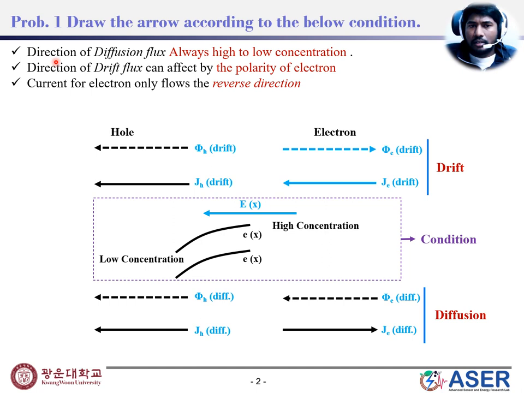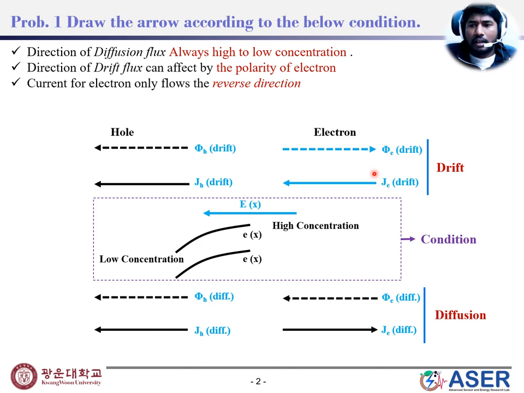The direction of diffusion flux is always from high concentration to low concentration. So for diffusion flux, high concentration is on the right side and low concentration is on the left side. That's why the direction is this way. Similarly, for electron flux, the direction is right to left. And for hole current, follow the electric field, but for electron it is reversed. That's why this is in this direction.